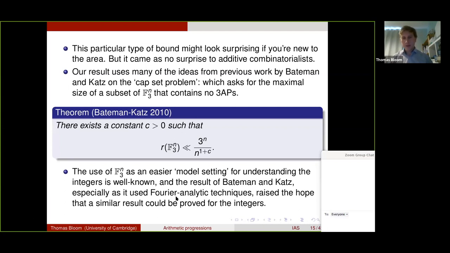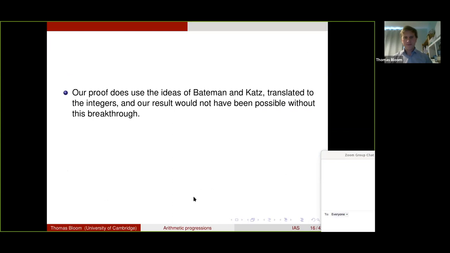But it proved to be quite difficult and challenging to actually get the ideas of Bateman and Katz to work for the integers. And this is in some sense what Olof, Zusask and I have done. So we do indeed use the ideas of Bateman and Katz translated to the integers. And it's important to stress that we would not have proved our result without them; we use all of the ideas from their earlier breakthrough.